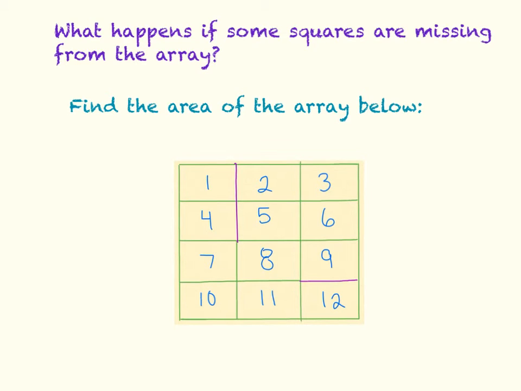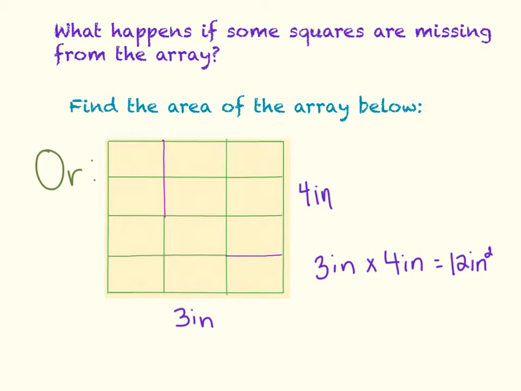And like we said before, you can count them, or you can multiply them. 3 inches times 4 inches equals 12 inches squared.